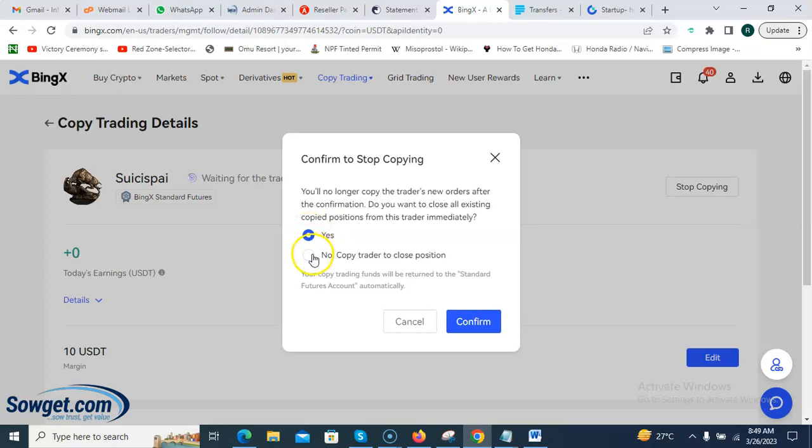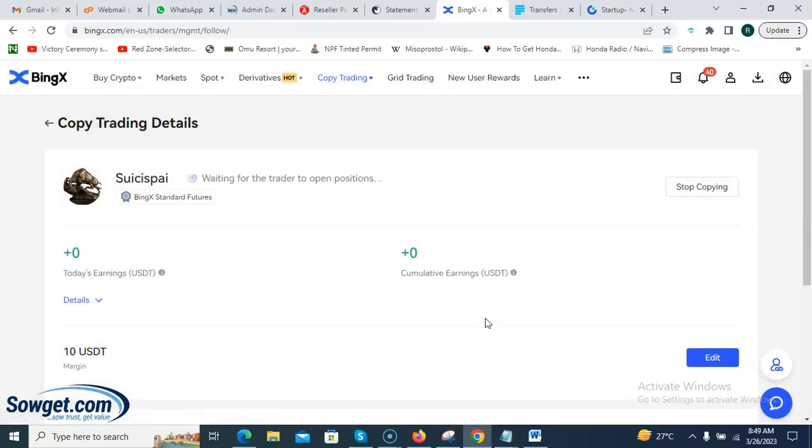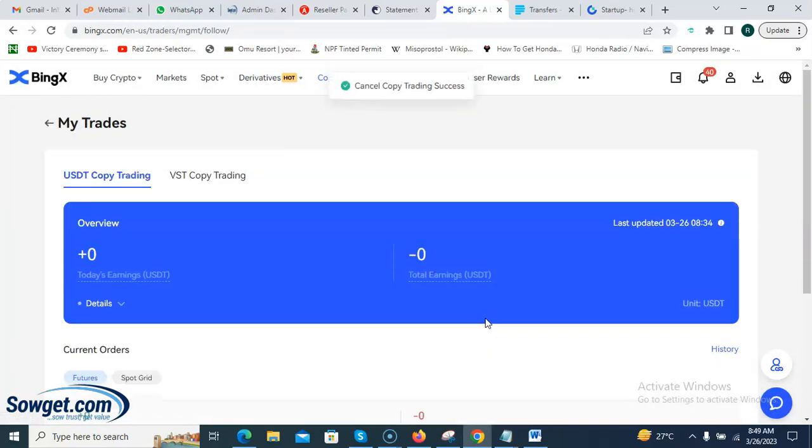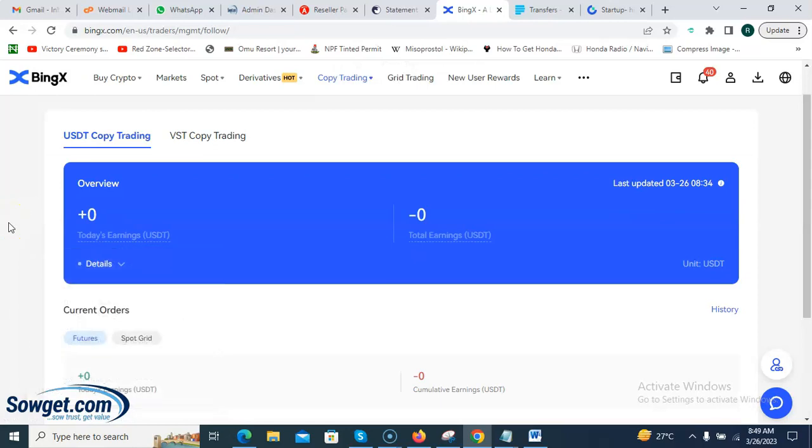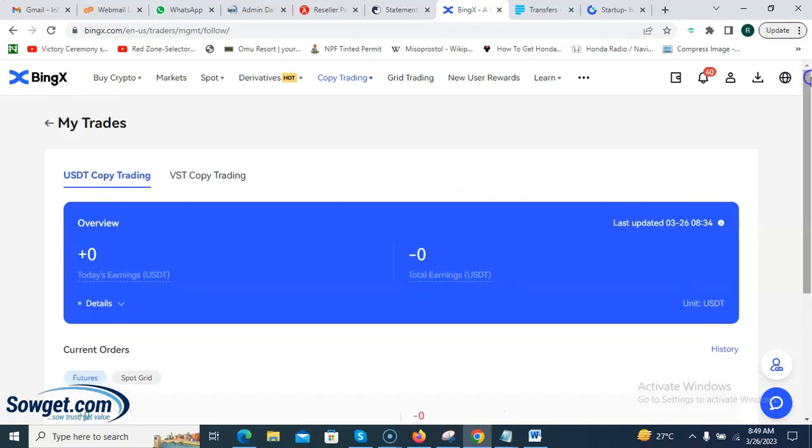But if you want the ongoing positions to be closed by the trader when you stop copying, then you take no. But for me now, there is no ongoing position, so I simply take yes and click on confirm. So guys, you can see we have stopped copying that trader, so we do not have any ongoing trader that we are copying. So this is just how you use the copy trading platform on the BingX exchange.